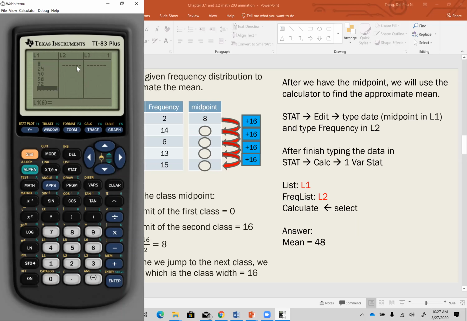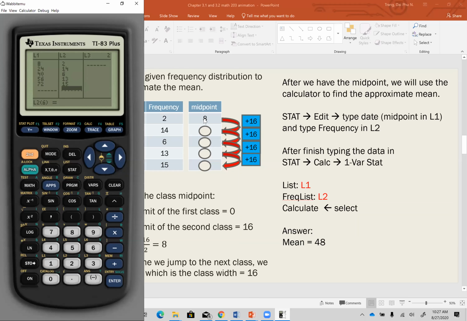And on L2, you need to type in your frequency, which is 2, 14, 6, 13, and 15. Again, one thing is to make sure that you have the right frequency for the right midpoint. That's the one careless mistake a lot of students make: they mix and match the frequency. Make sure that your data and your frequency line up.